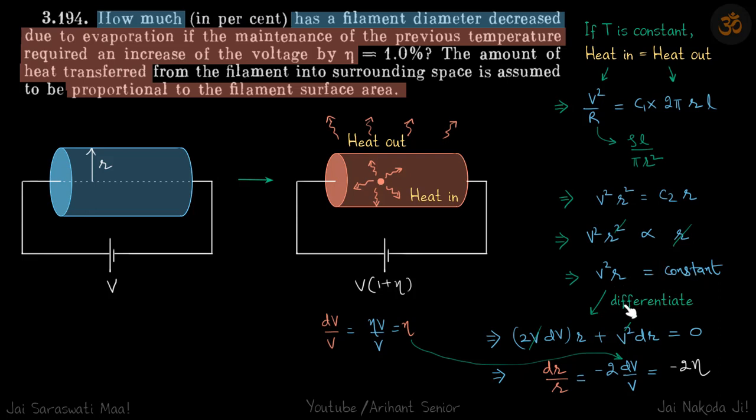So we differentiate this because we want the factor of change in voltage, and that is the term of dV. So if we differentiate this, 2V dV into R plus V square dR is equal to 0, which gives dR by R is equal to minus 2 dV by V. And you can see dV by V is change in V by V. So change is V1 plus eta minus V, which is eta V, divided by initial, which is V, which is eta. So dV by V is eta, which gives dR by R, which we need to find, as minus 2 eta.